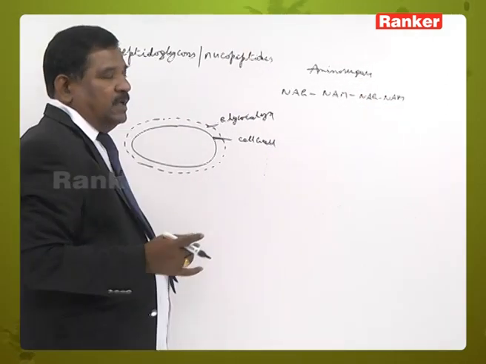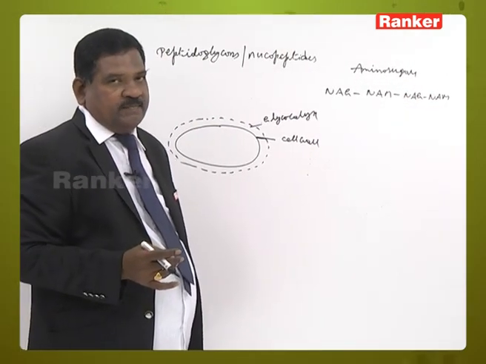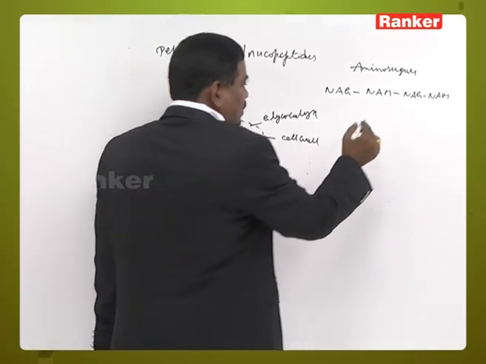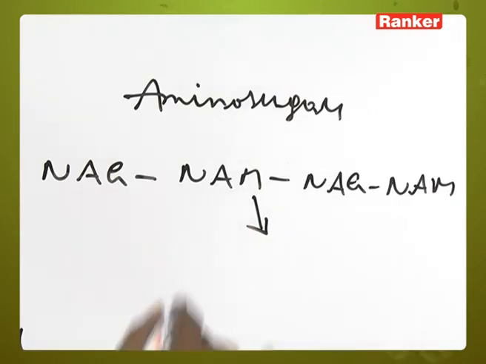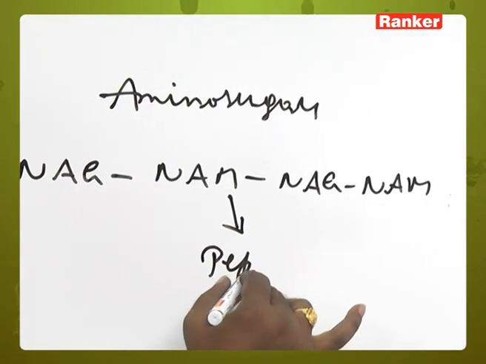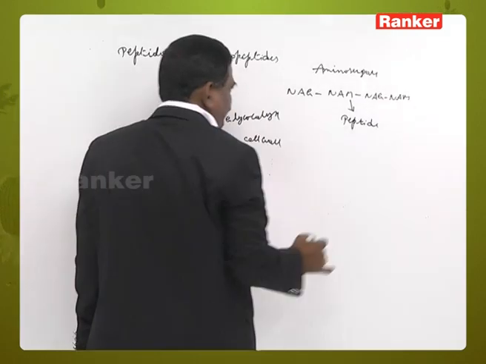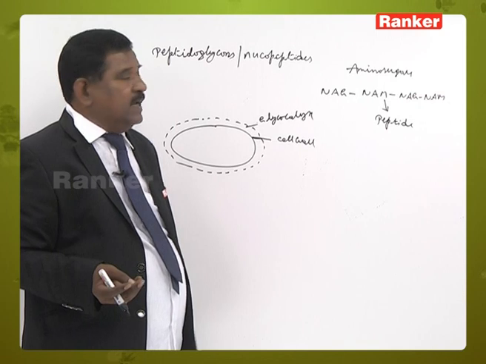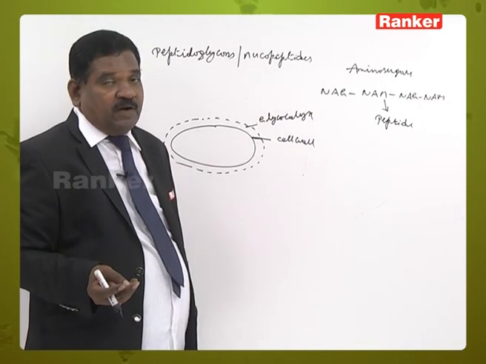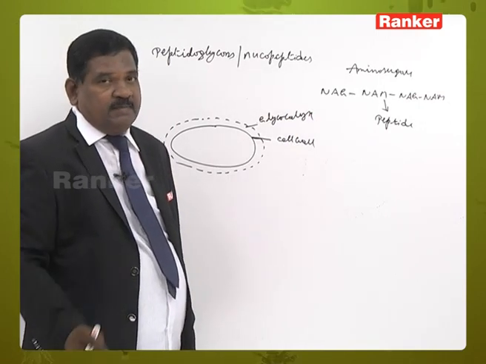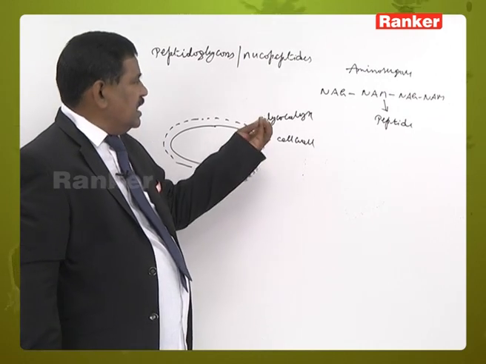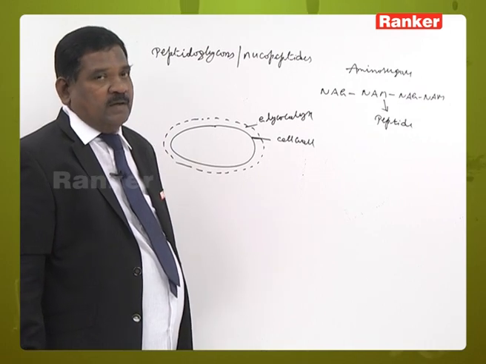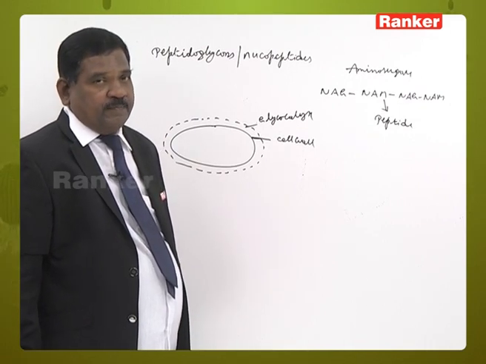That means they are heteropolysaccharides. Now, at one side of the muramic acid, a peptide is present, a small group of amino acids attached to the N-acetyl muramic acid. So this is the structure of the bacterial cell wall, the chemical composition.